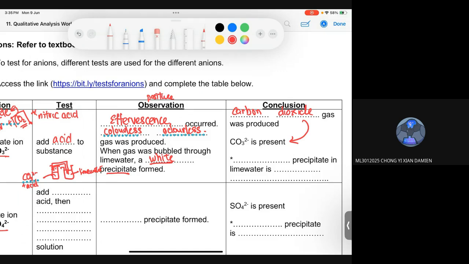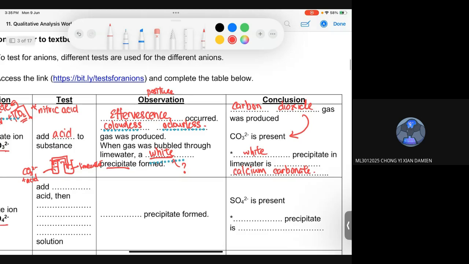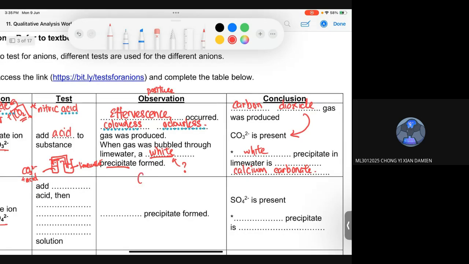A lot of questions in theory question papers might ask what this white precipitate formed is. The white precipitate in lime water is actually calcium carbonate. I'm going to show you what actually happens, so I'm going to write the reaction here. Lime water is actually calcium hydroxide. I wrote it wrongly, sorry.